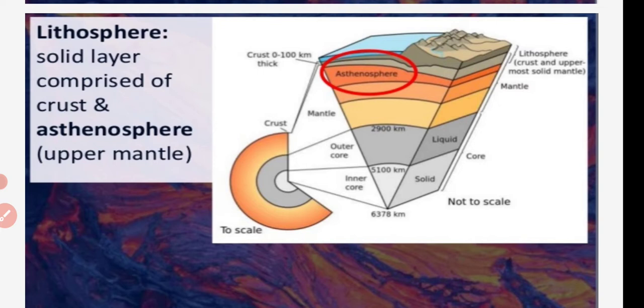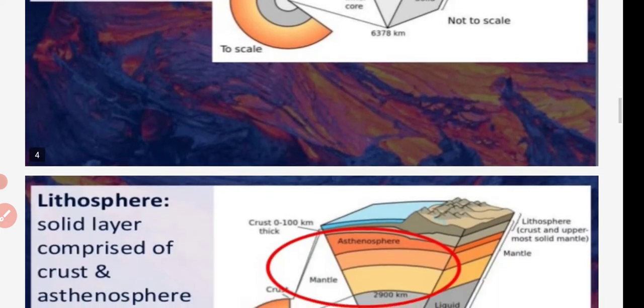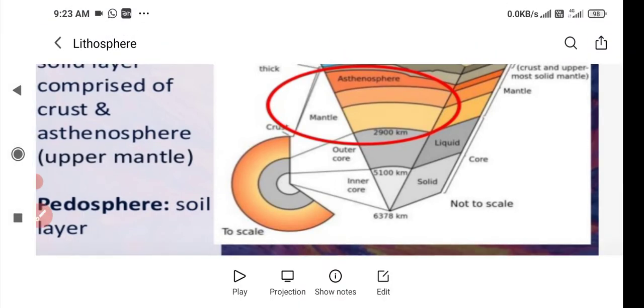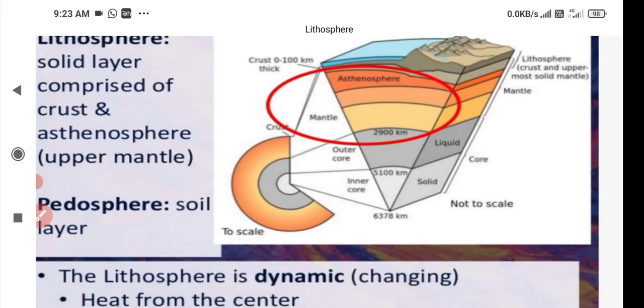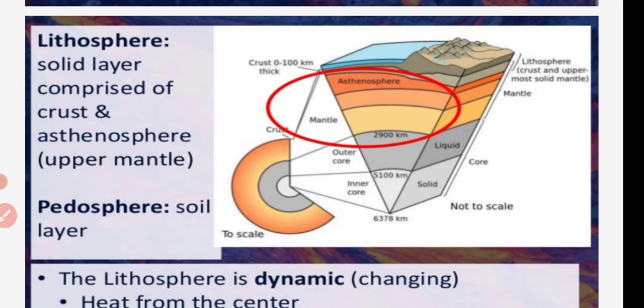Some scientists are studying this, and they have given their various comments on the interior of the earth. Next, there is a third slide which gives us the solid layer comprised of crust and asthenosphere, upper mantle. These are the sketches which are given, and here the inner core, outer core, after that comes the mantle, and after that the crust. Here 0 to 100 kilometers is the measurement which is given. The pedosphere is called the soil layer, the upper layer which is of soil.